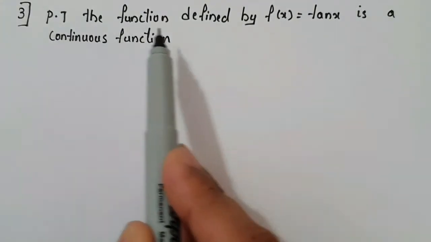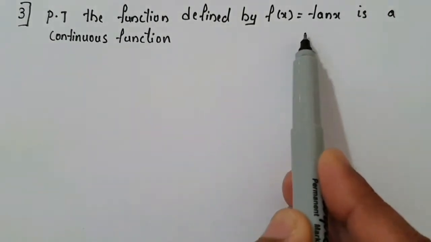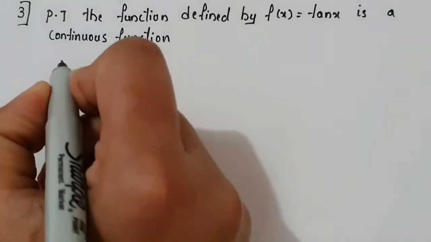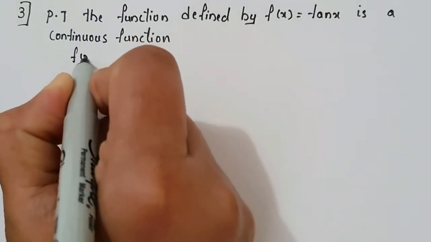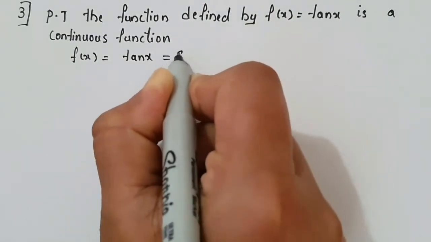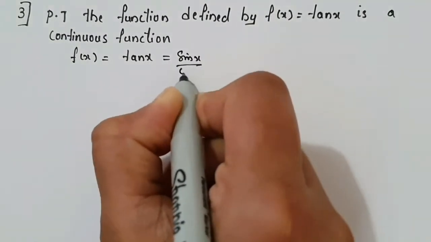Example 3. Prove that the function defined by f of x is equal to tan x is a continuous function. Given f of x is equal to tan x, which is sin x by cos x.